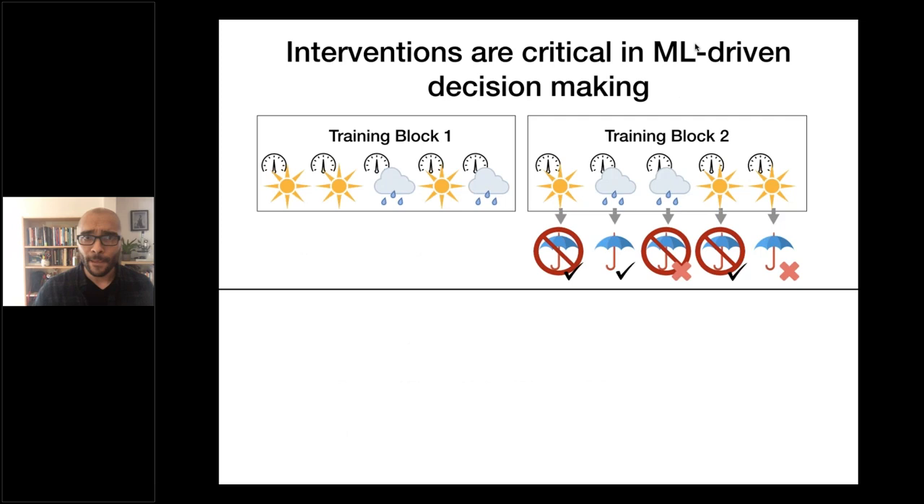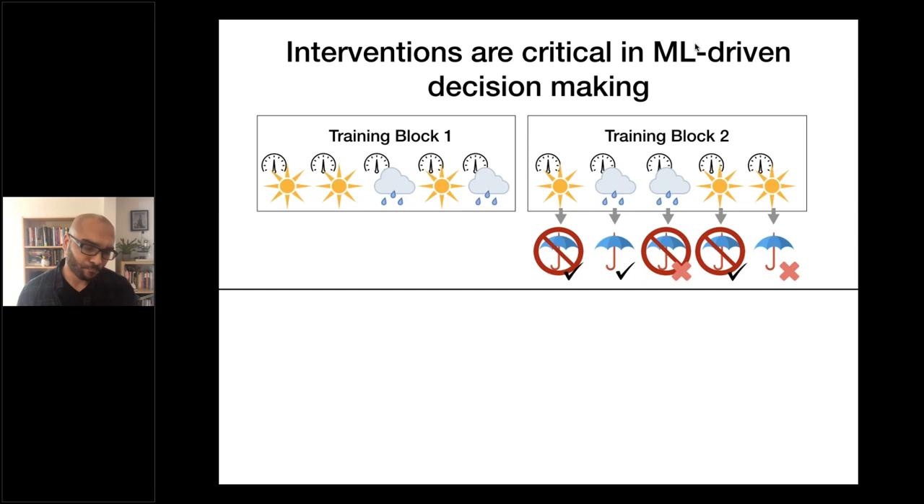So those are kind of toy examples. Generating images is fun, but most of the time in machine learning, we're actually trying to predict something and make decisions based on those predictions. So I'm going to argue to you now that interventions are actually quite critical in ML-driven decision-making.